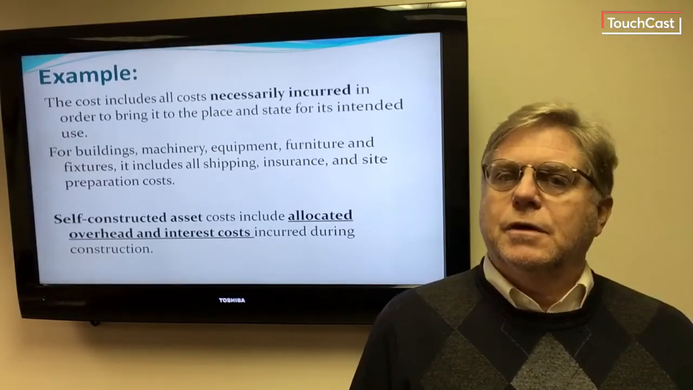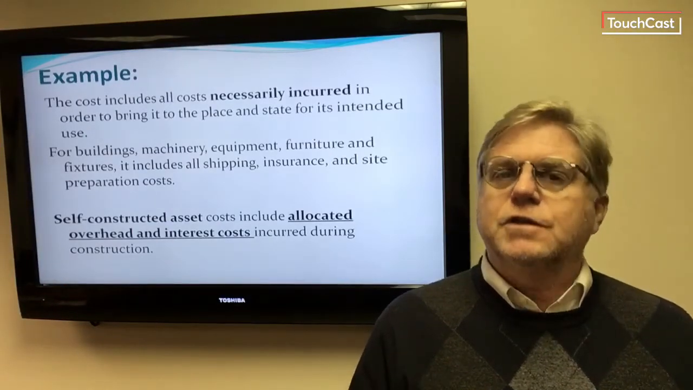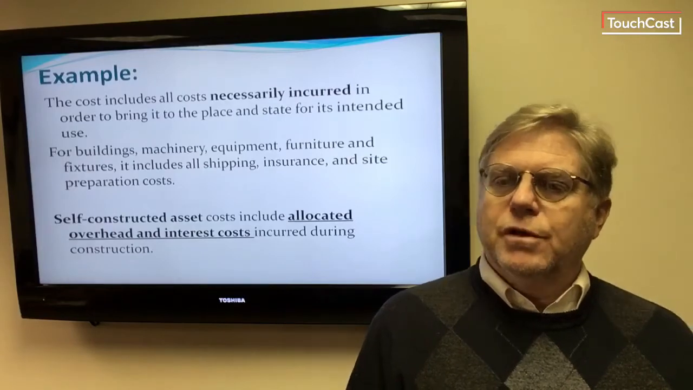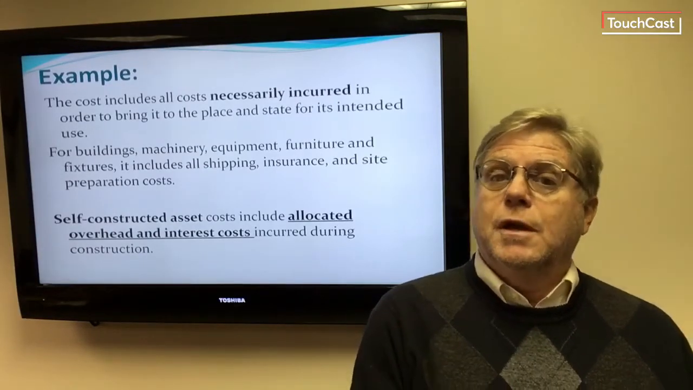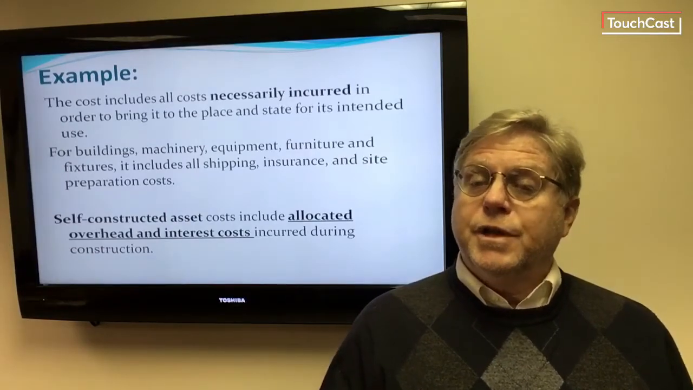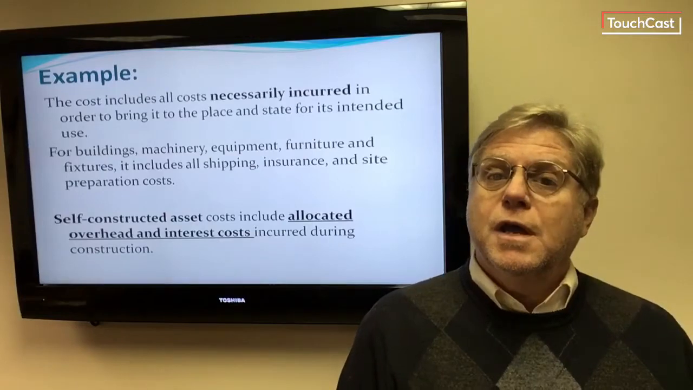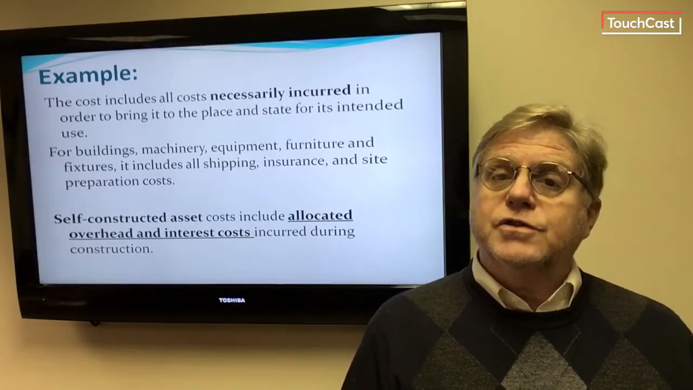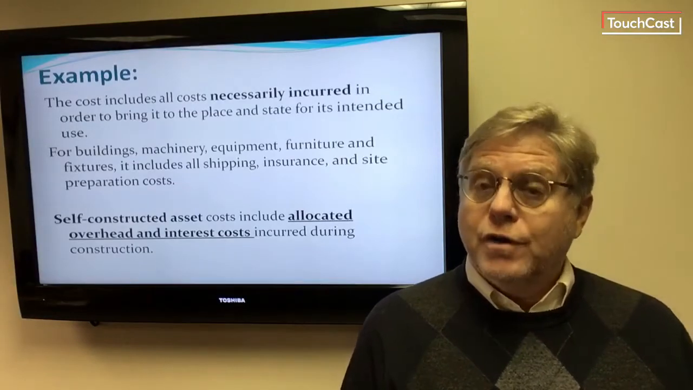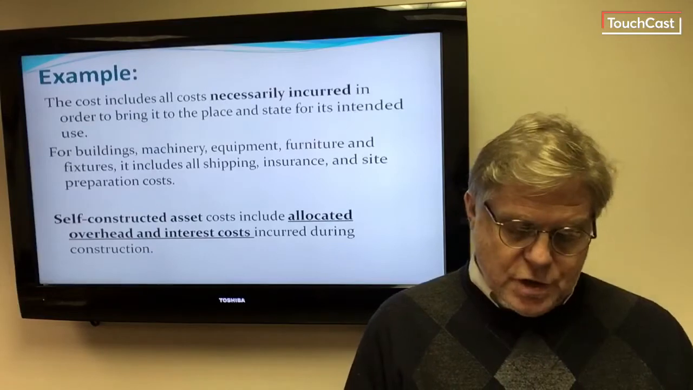Self-constructed assets are a big issue in this chapter. We'll only get into some of the basics of those. But if a company is building, for instance, its own offices, maybe it's a construction company, or it's serving as a contractor and having the work done by someone else, we'll have to include among those costs of the assets allocated overhead, possibly interest costs that are incurred during construction.